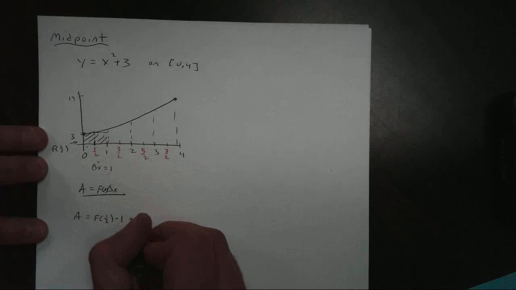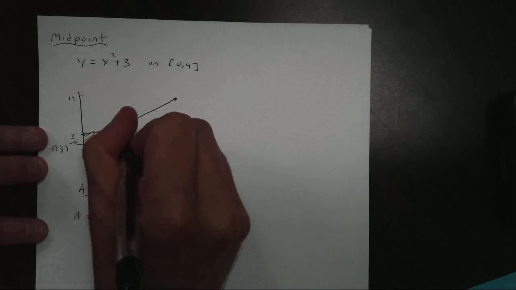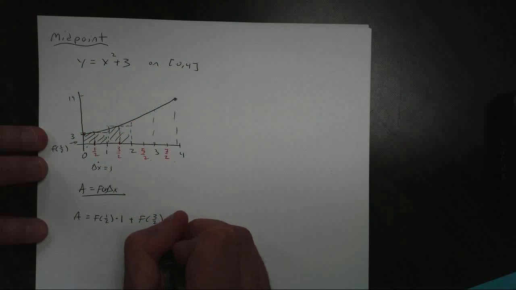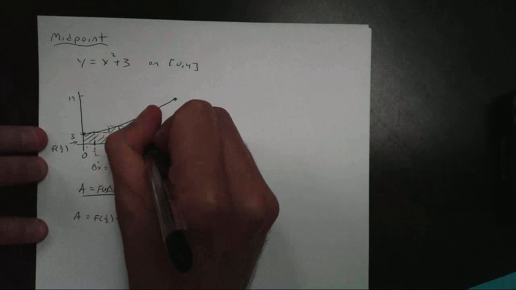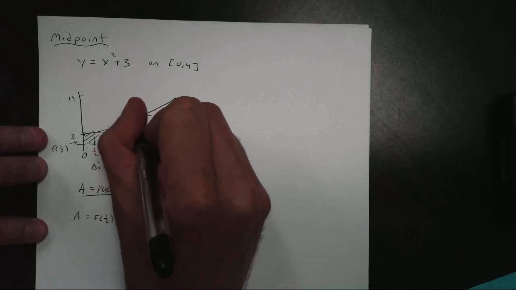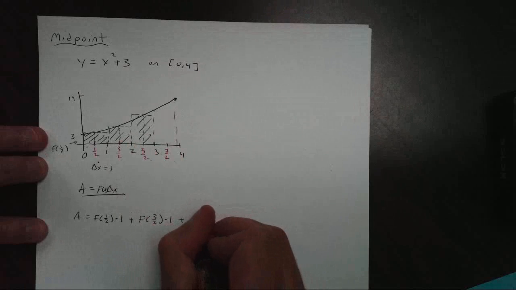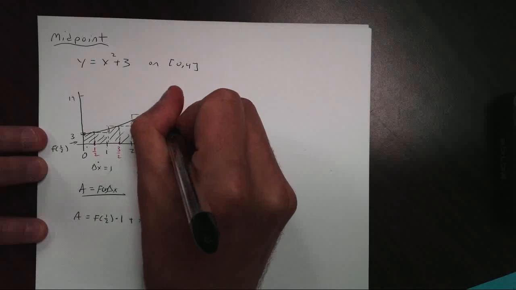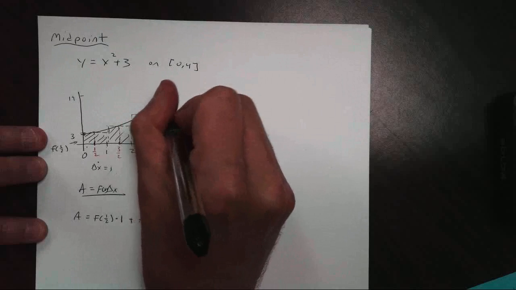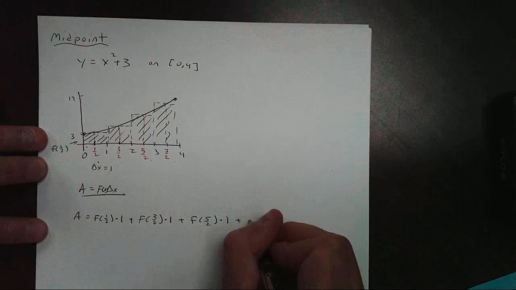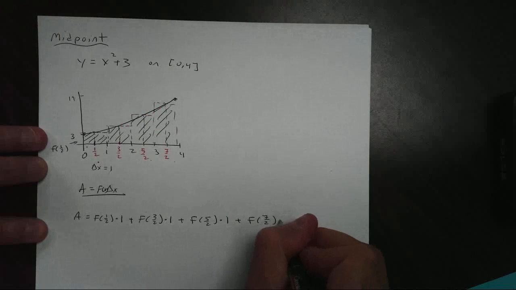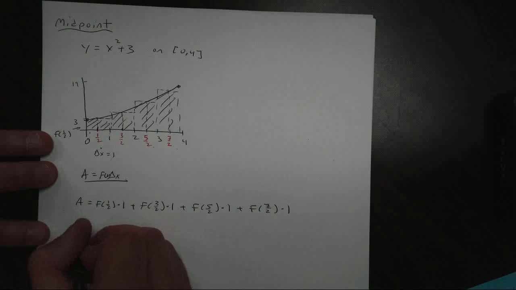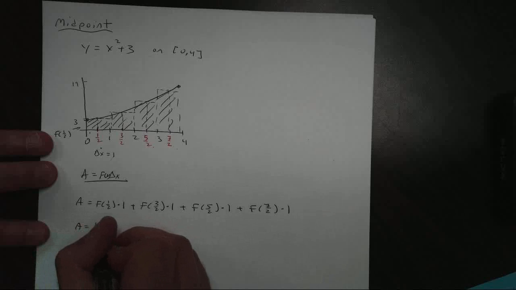For 3/2, so plus, do the same thing for 3/2. We're going to get f of 3/2 times 1. And I do the same thing for 5/2. So I get plus f of 5/2 times 1. And then for 7/2, plus f of 7/2 times 1. Now, I notice every single one of them has a 1 in common. And I find the values.